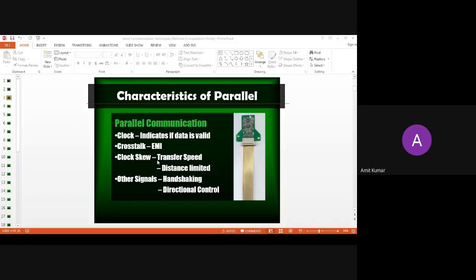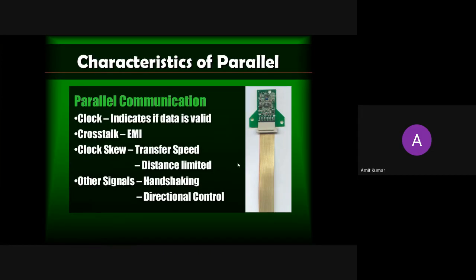Then when we are using parallel communication, we need some other signals too. These are handshaking signals and directional control signals. As I have mentioned, whenever you are using parallel communication, we need some extra wires. Those extra wires are known as control signals and handshaking signals. So these are those signals.